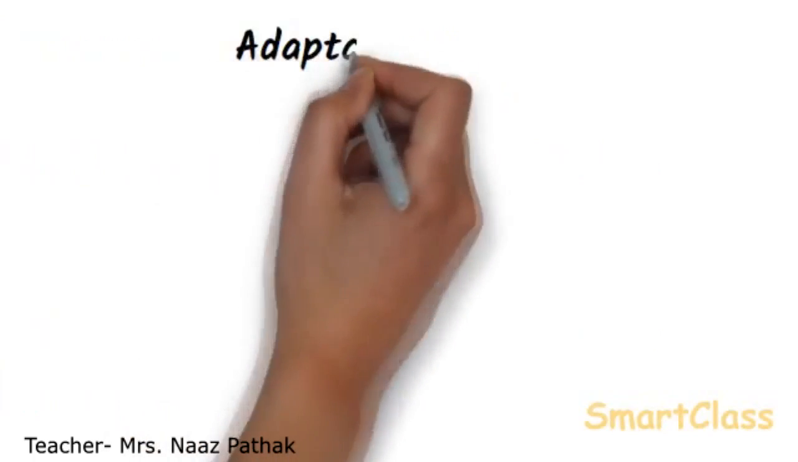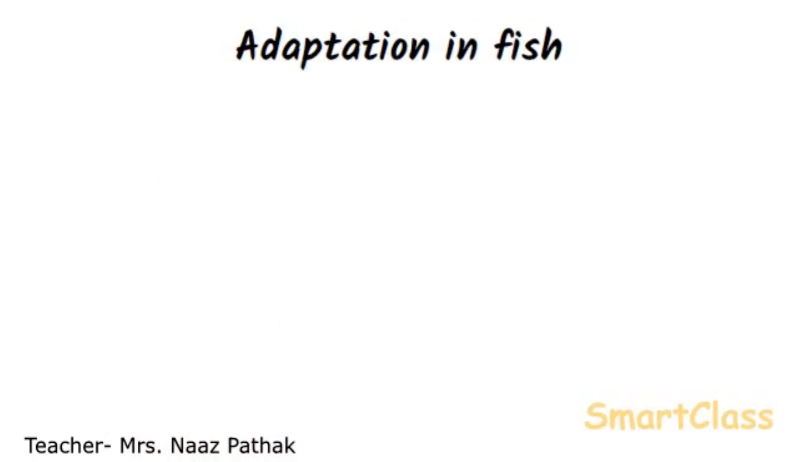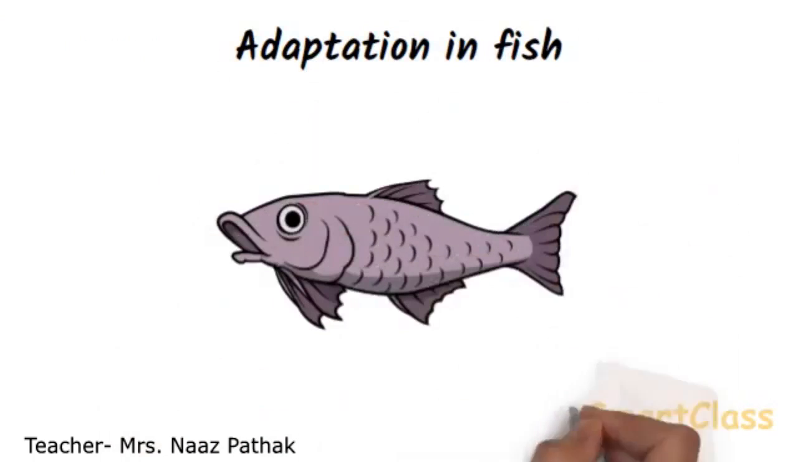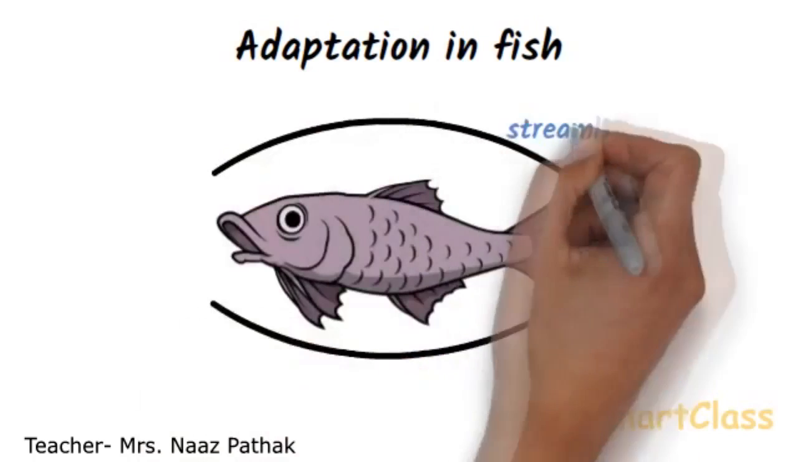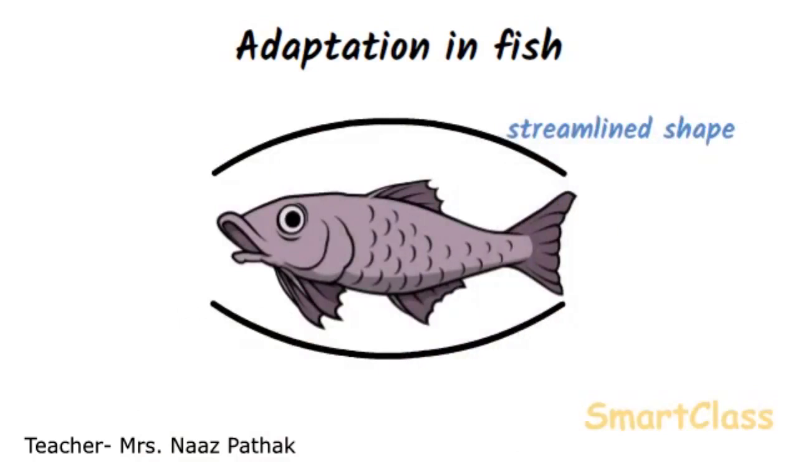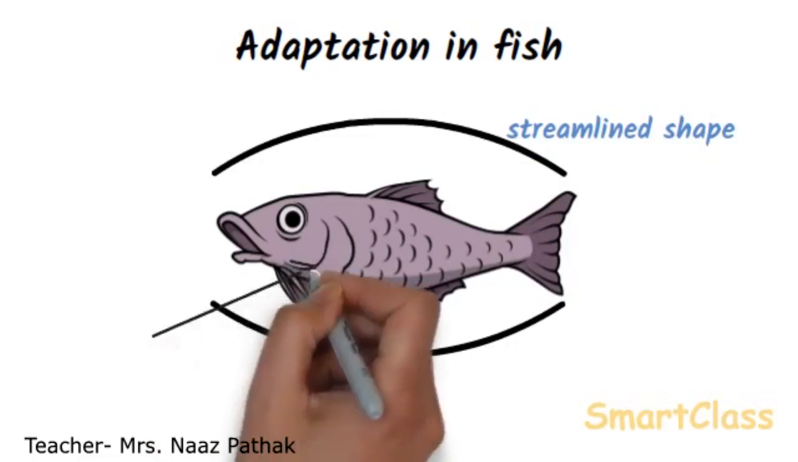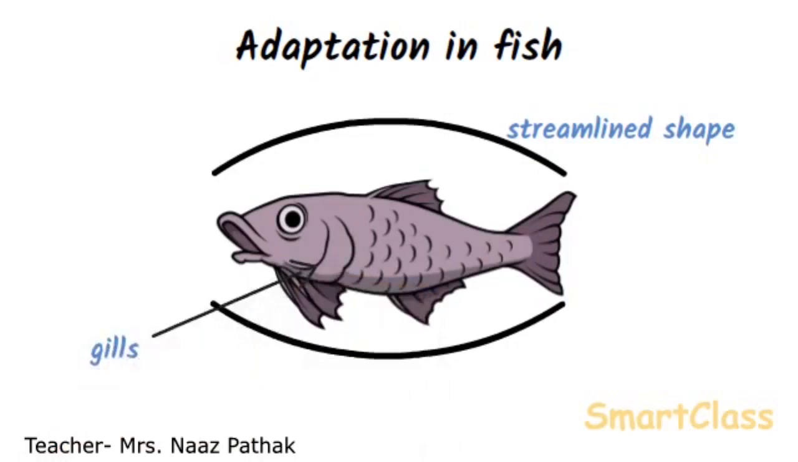Similarly, let us see adaptations in fish. The fish lives in water of a pond, lake, river or ocean. The body structure of fish helps it to survive inside water. The fish is adapted to live in water because of its following features. The head, trunk and tail of a fish merge to form streamlined shape, which helps the fish to move through water easily. The fish has special organs called gills, which helps it to absorb oxygen dissolved in water for breathing.